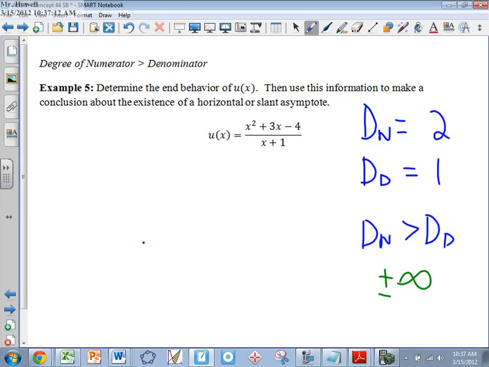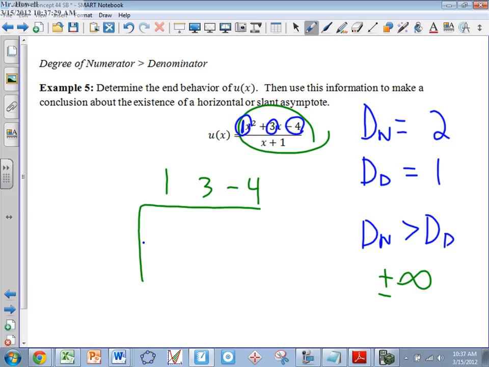Think back to synthetic tables. If I have a synthetic table here, and I look at my problem here, this is really a division problem. When I did synthetic division, I started by putting my coefficients up top. So I start by taking the coefficients of 1, 3, and negative 4. Those went across the top.